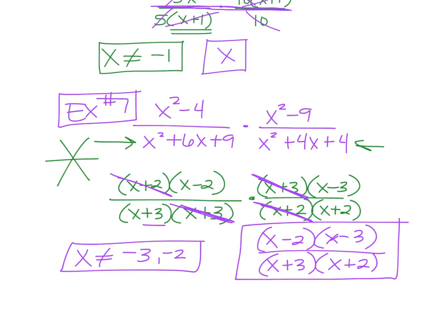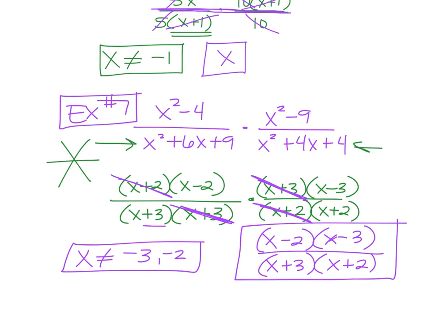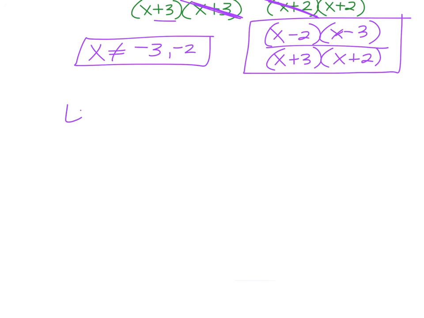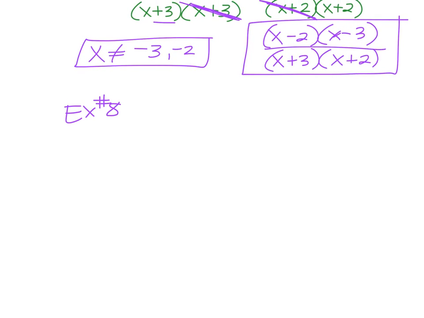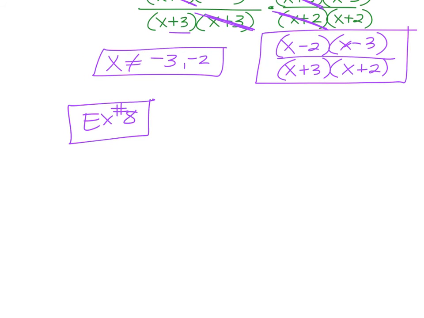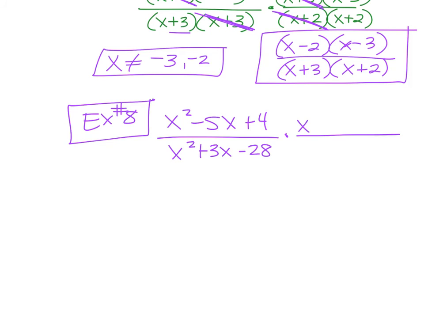Okay, questions on that? Okay, last one you're going to try on your own. Example 8, and this is it. Whoa. You have x squared minus 5x plus 4 over x squared plus 3x minus 28, times x squared plus 2x minus 3 over x squared plus 10x plus 21. All right, give that a go, and then we'll go over it together in a minute.